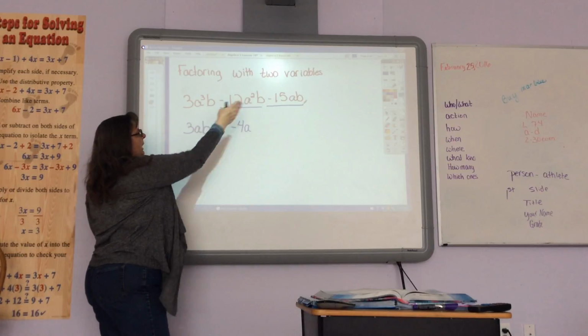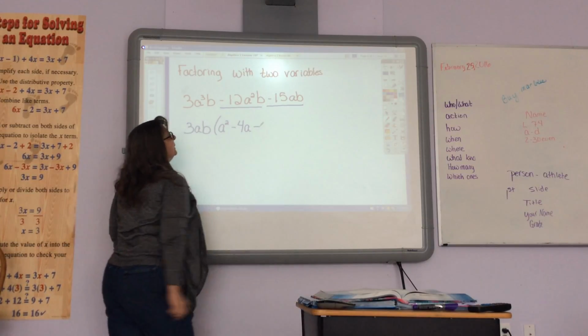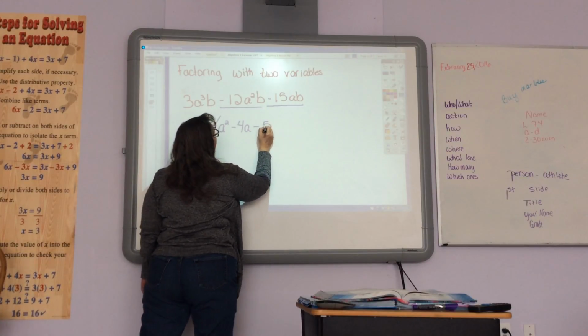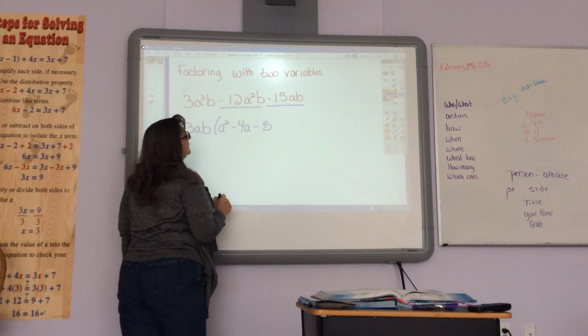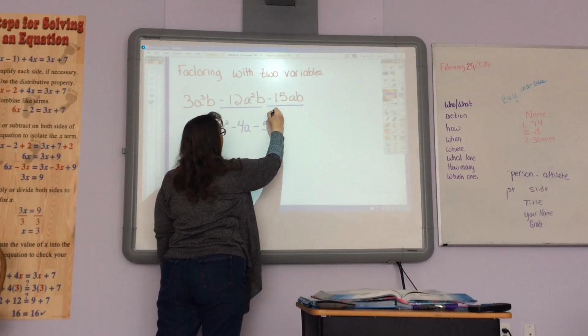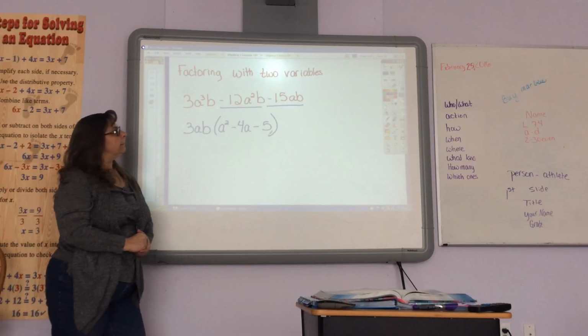Negative 15AB. Negative divided by positive is negative. 15 divided by 3 is 5. A divided by A is 1. B divided by B is 1. 5 times 1 times 1, that simply gives you 5. And you're done.